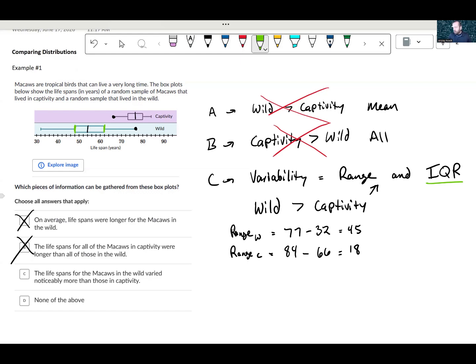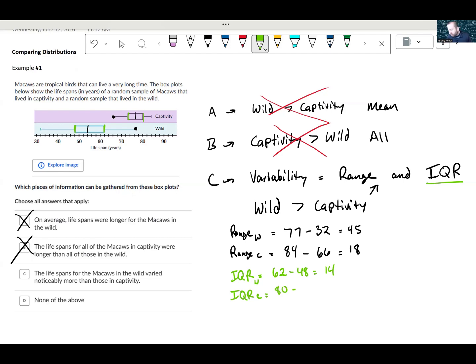So if we're doing the IQR of the birds in the wild, write the green there for both of these. For the birds in the wild, that's 62 minus 48. So we're just doing Q3 minus Q1 to get the IQR. And again, this should be review from our last lessons. We get 14, and then the IQR for the birds in captivity, 80 minus 70.